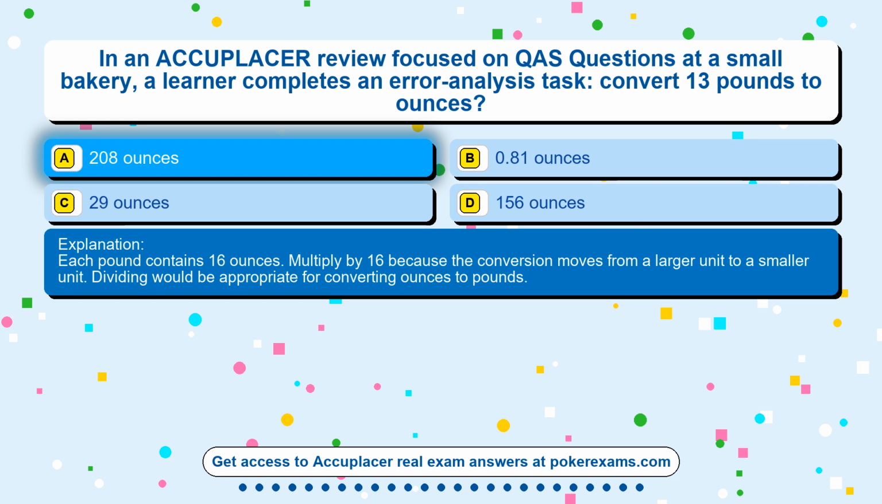Each pound contains 16 ounces. Multiply by 16 because the conversion moves from a larger unit to a smaller unit. Dividing would be appropriate for converting ounces to pounds.